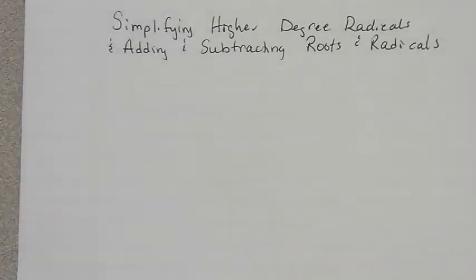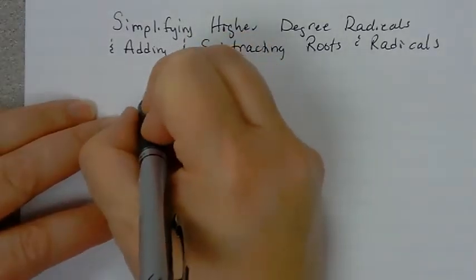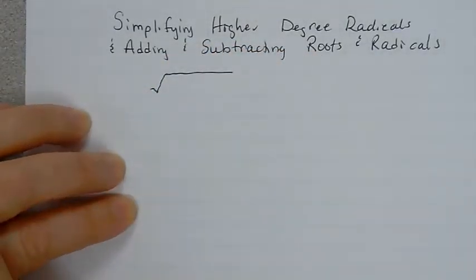Today we're going to cover a couple of topics. The first one is simplifying higher degree radicals, and the other is adding and subtracting roots and radicals. So let's just start again by talking about the fact that this is actually called a radical symbol.